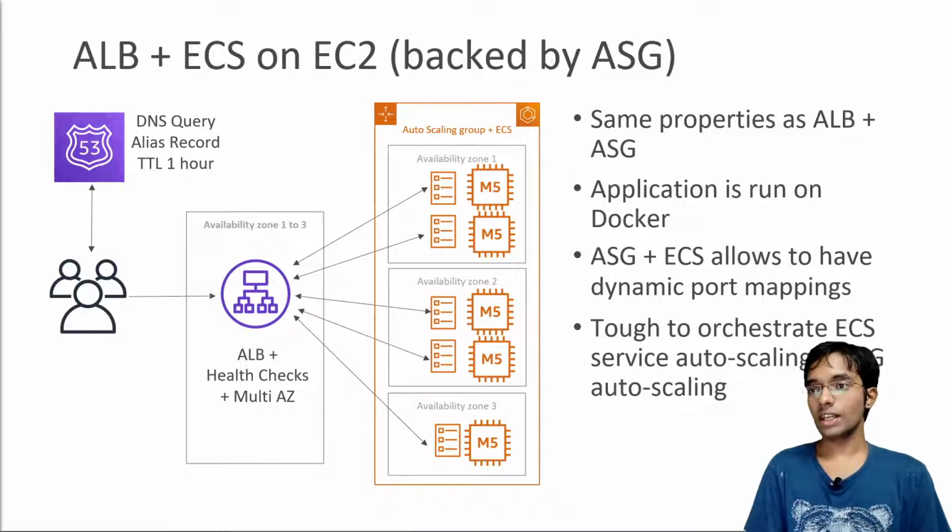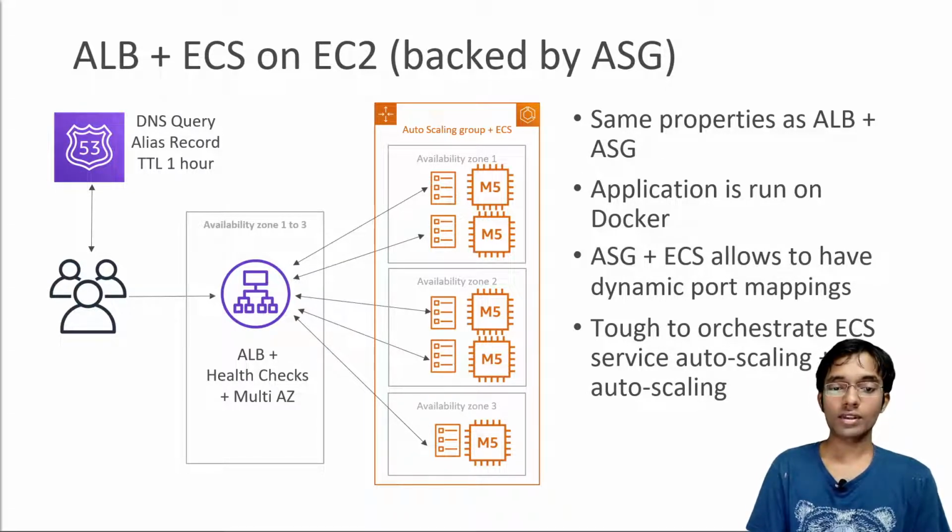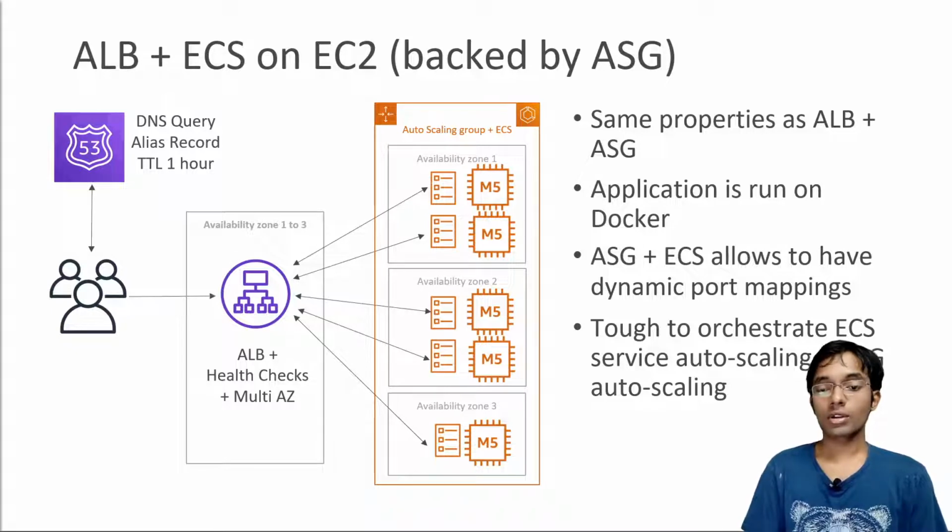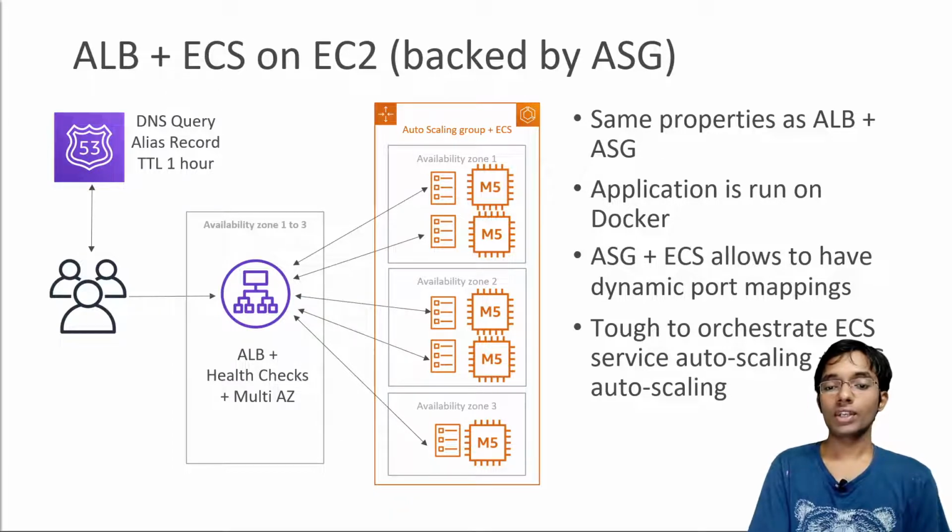ALB plus ECS on EC2 that is backed by an auto scaling group. This is extremely similar to what we had before. It has the exact same properties as the discussion we just had when we had an ALB and an ASG. But now instead of having the instance run the application itself, we have ECS tasks on the instances. So the application has to be run on Docker, and because we are using ECS, it is possible to use the dynamic port mapping feature to run multiple tasks of the same application on EC2 instances, potentially helping us maximize the utilization of an EC2 instance.